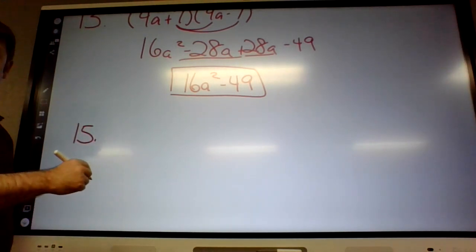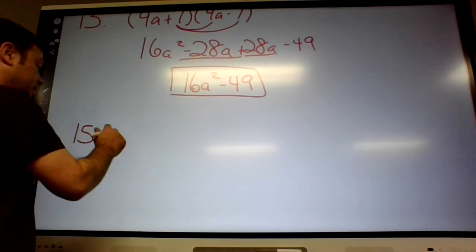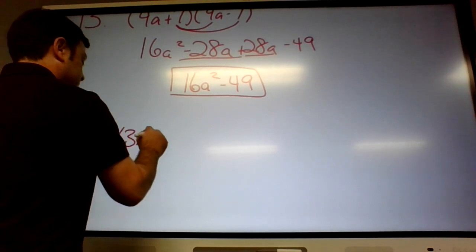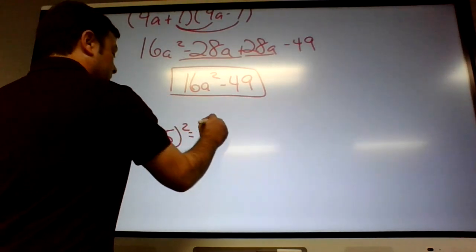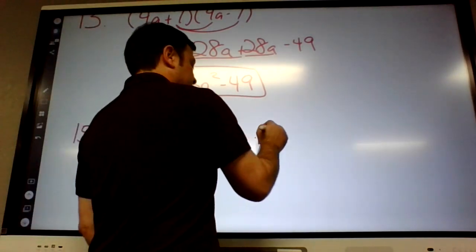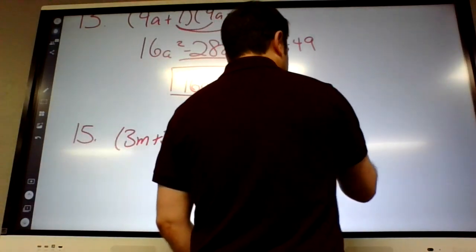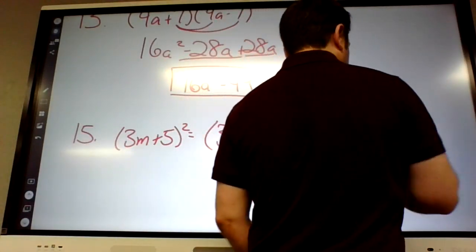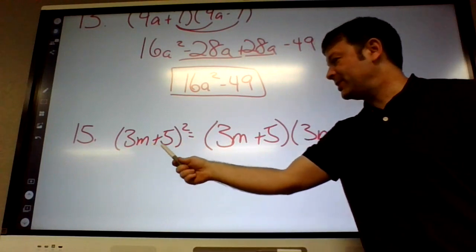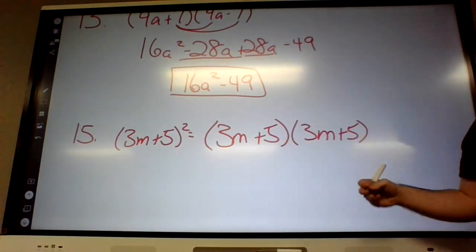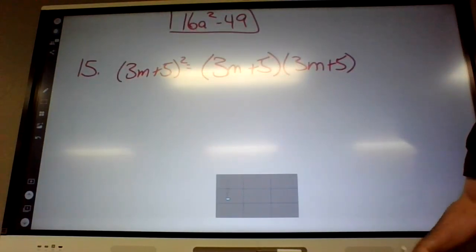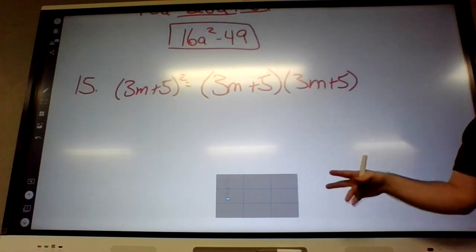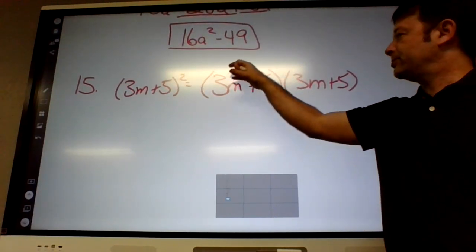Alright, what are we gonna do on 15? 3m plus 5. We would add another 3m plus 5. Right. 3m plus 5 squared means 3m plus 5 times 3m plus 5. We cannot just square both of those terms individually. We have to multiply everything by everything, so it's a FOIL problem, just like the other ones, just like number 11. Okay, so go ahead, Wyatt. What'll it be?